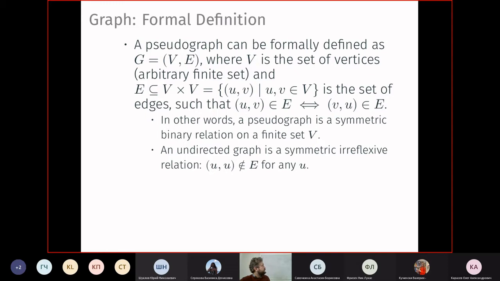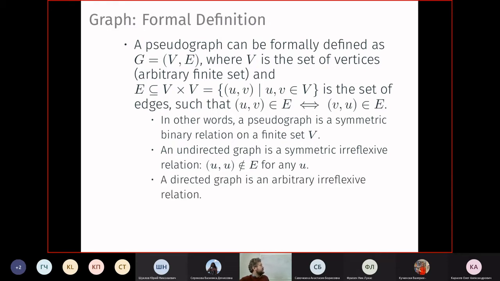And if you disallow loops, so it's just a normal undirected graph, then you have to make this irreflexive. So UU should not be allowed. So a symmetric, irreflexive binary relation on a finite set V is the same as being an undirected graph.